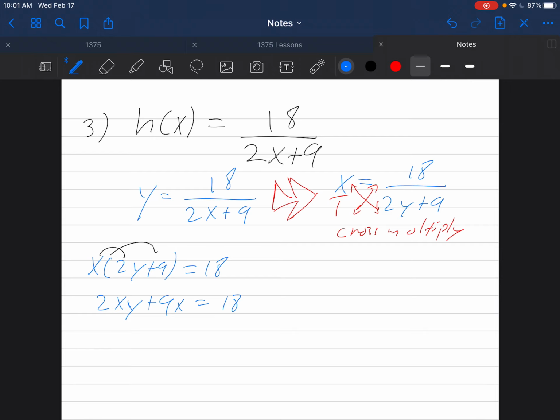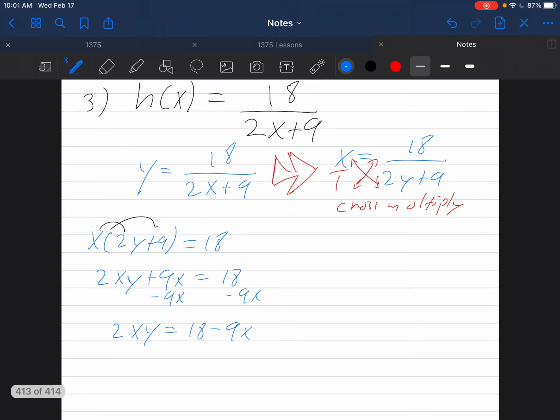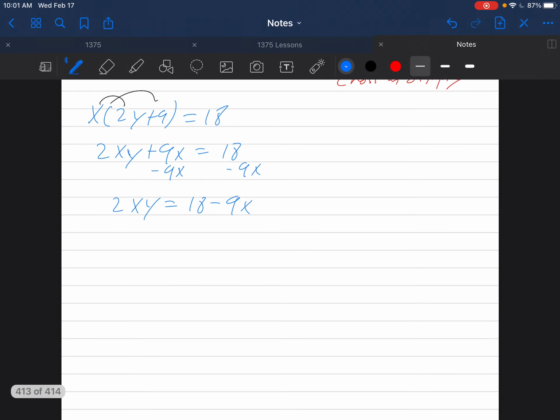And since we're solving for y, that means we can subtract 9x from both sides. So 2xy equals 18 minus 9x. We can now divide by 2x. Right? Anything multiplied to y can be divided out, which means not just 2, not just x, but the entire 2x. Which makes y equal to 18 minus 9x over 2x.